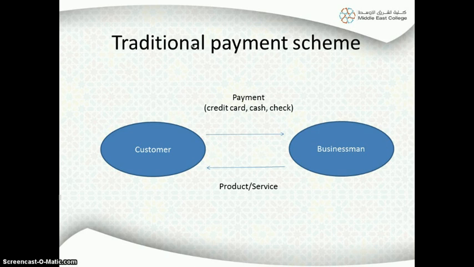So this diagram illustrates the traditional system in which a customer buys something, gives the payment to the businessman and gets the product. As compared to the electronic one, the actual product is not seen while doing the transaction.